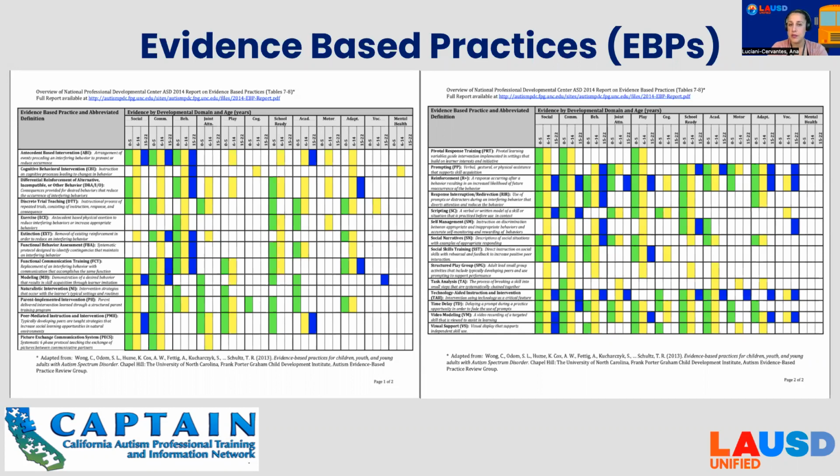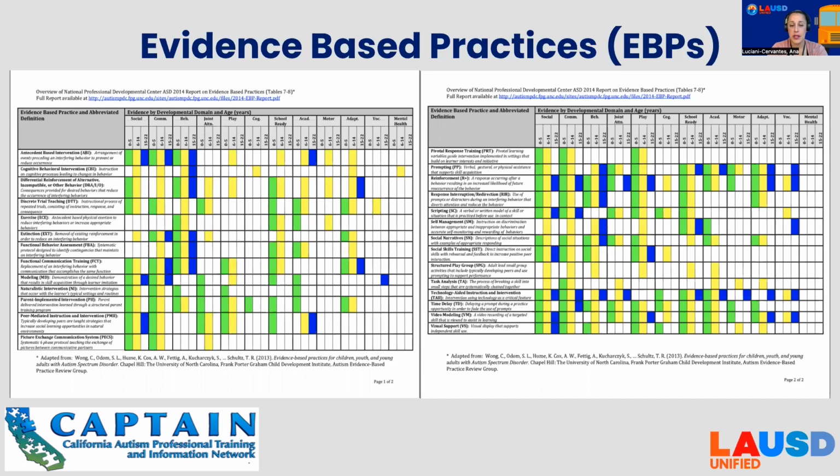The colors are simply intended to differentiate among the different age groups, so it helps your eye see each column. If we take a look at an EBP and go straight across, and we see the colors, that means that this particular EBP is effective within that age span. These evidence-based practices are supported by research.